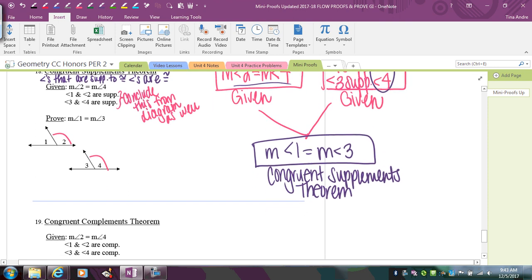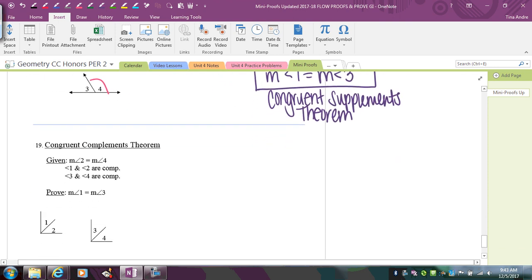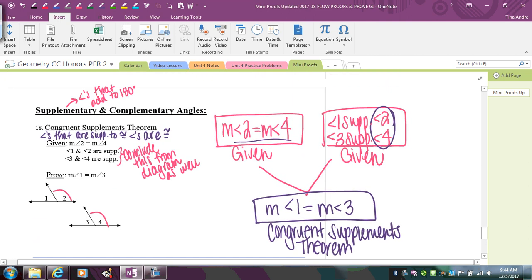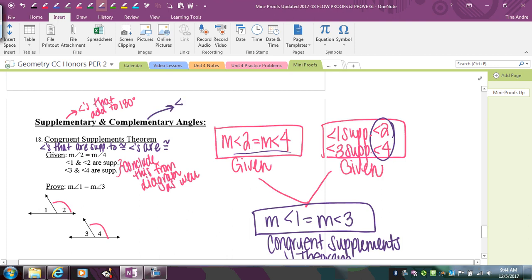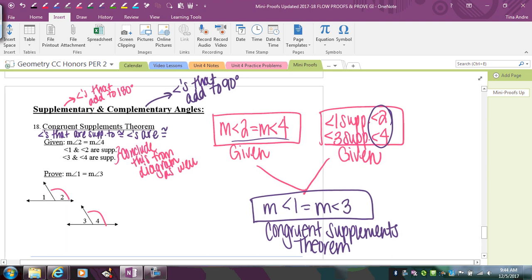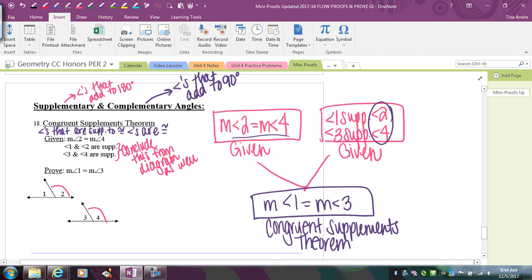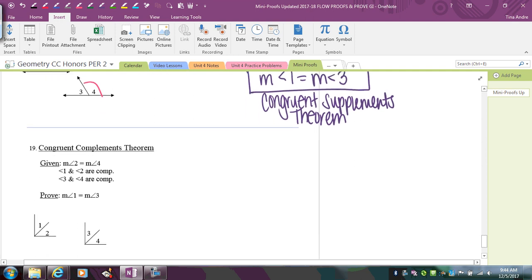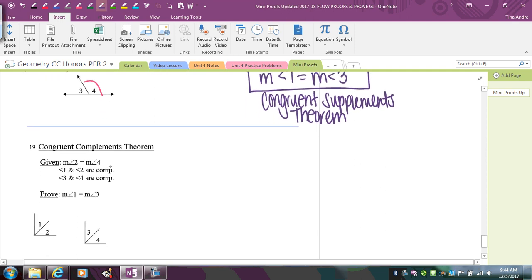Then we have the same thing, but for complementary. The complementary theorem. Remember that complementary angles, let me go back up top here, are angles that add to 90 degrees. For that, you can't just assume it from the diagram. You have to be given right angles, or you have to be told that you have complementary angles. If you look at this picture, I know that these are complementary because it tells me.